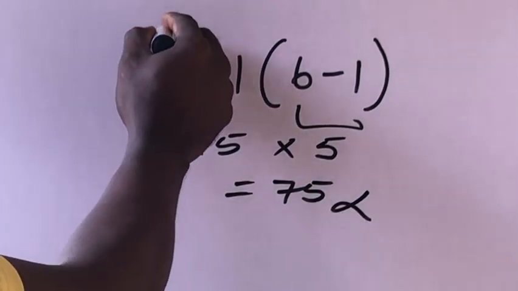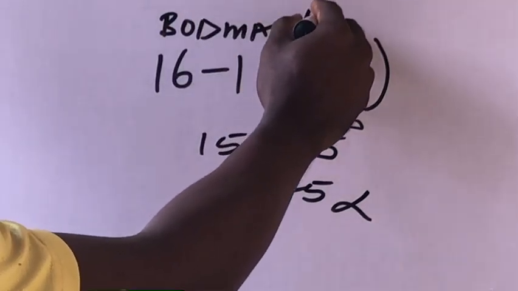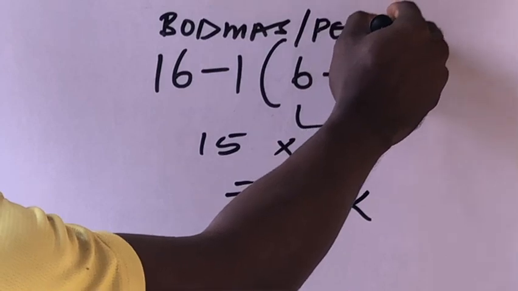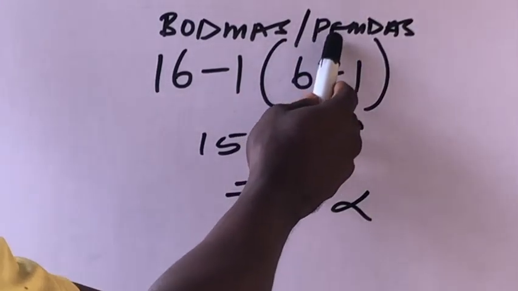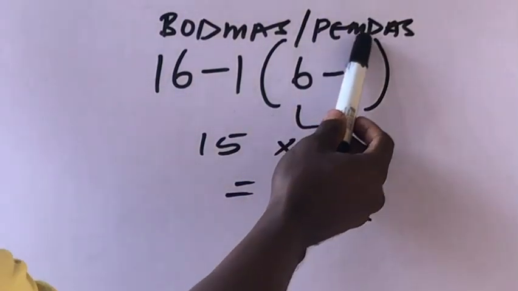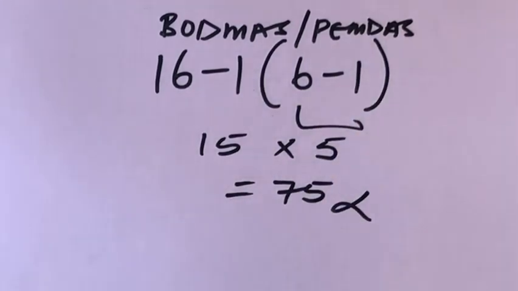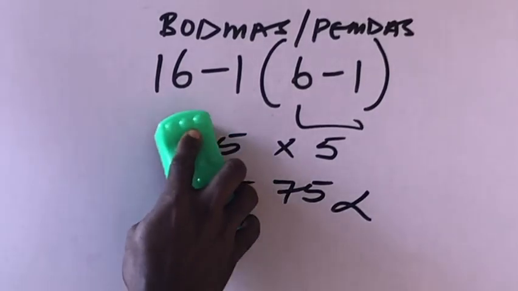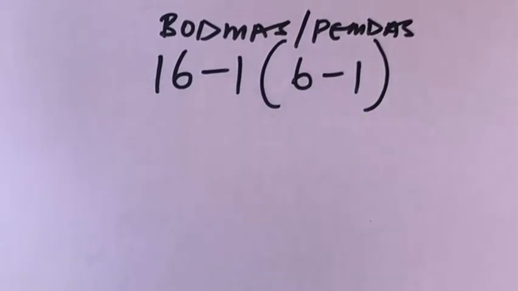According to order of operation, P stands for parentheses, E stands for exponent, M stands for multiplication, D stands for division, A stands for addition, and S stands for subtraction. So we are going to follow our order of operation to solve this problem correctly. So our correct answer is going to look like this.